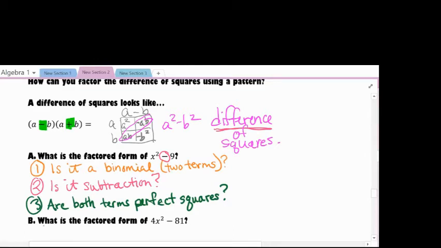So let's look at the x squared minus 9. When we look at that, we determine, yes, the square root of x squared is x, and the square root of 9 is 3, and it's 2 terms, and it's subtraction. So that means our shortcut allows us to jump right over here to step 4, which means we can write the factored form.